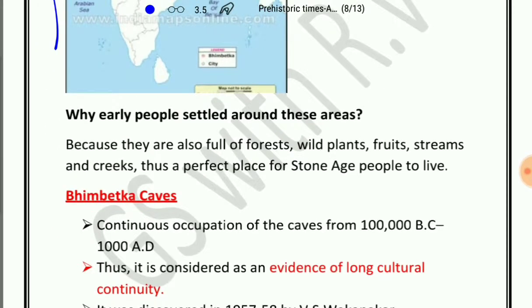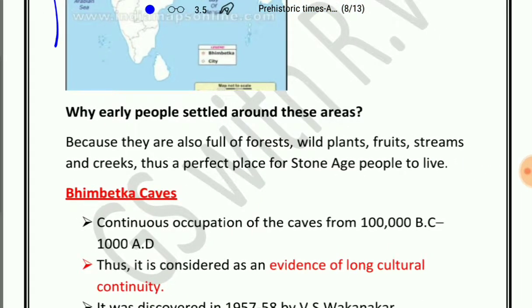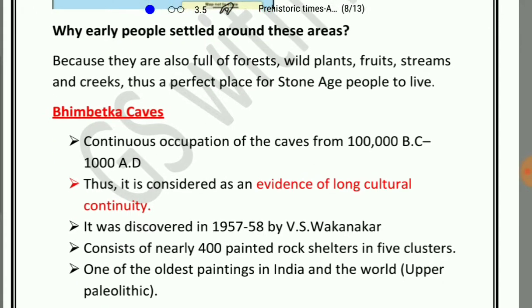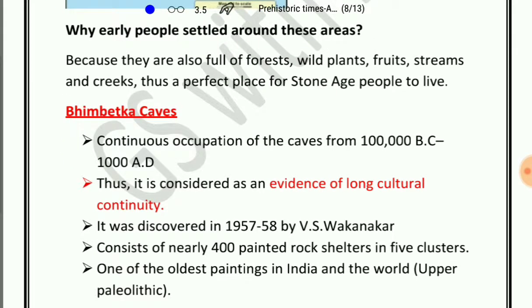The very basic question that comes to our mind is why early people settled around these areas. There was only one reason: these areas are full of forests, plants, fruits, streams and creeks. Thus, it is a perfect place for Stone Age people to live. Now we will begin the discussion about the Bhimbetka caves.